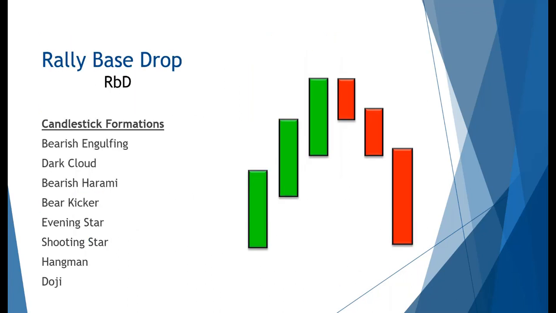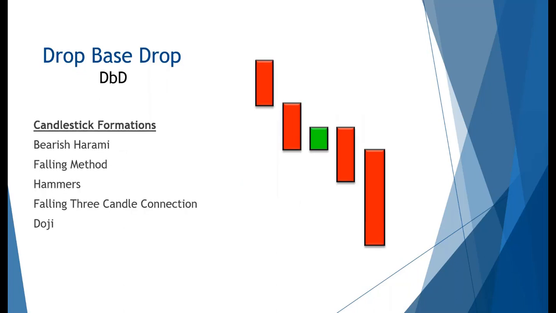So a rally-based drop. This is a price reversal or a trend changing pattern. Again, a change in price movement or potential change in trend. And there are some of the candlestick formations that are typically found in this fractal formation. We have a drop-based drop. This is a price continuation or a trend confirming downtrend.